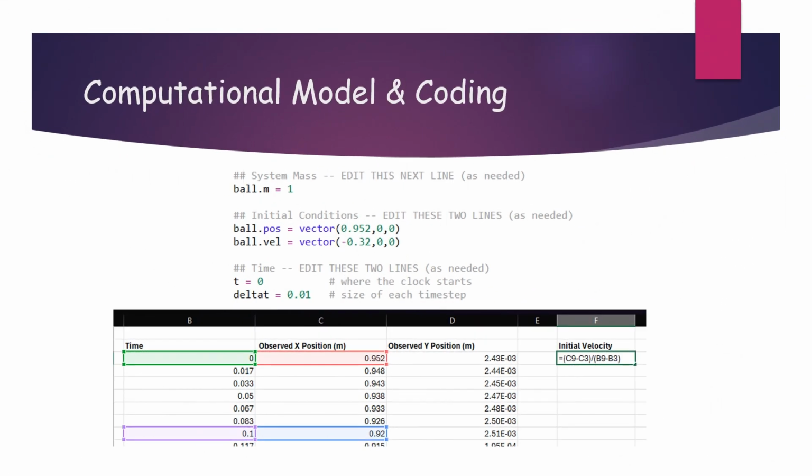When creating the computational model, the mass was left unchanged, as it should not have an impact on the tape's velocity, as there is assumed to be zero net force. The tape's initial position vector was set to 0.9500 meters, which was taken from the Tracker data. The initial velocity was calculated using the positions at t equals 0 seconds and t equals 0.1 seconds to minimize uncertainty in the calculation. The velocity was then calculated at negative 0.3200 meters per second.